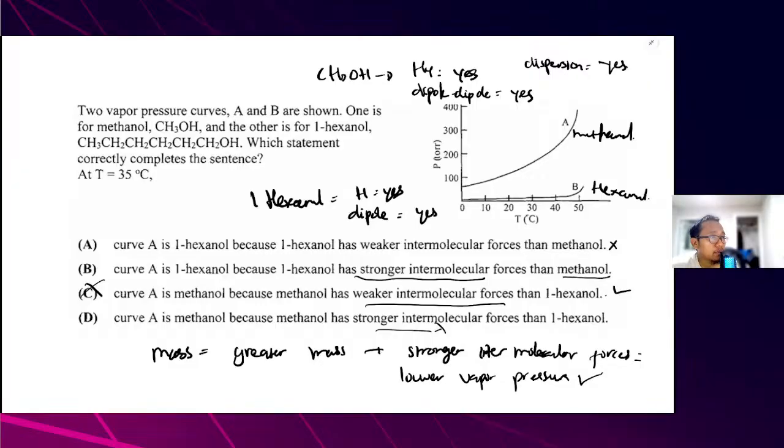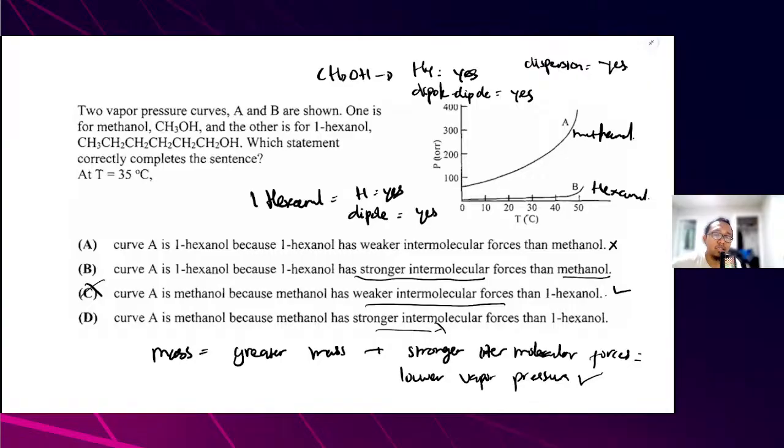So assign curve A as methanol, because it has lower intermolecular forces. And curve B is hexagonal because it has higher intermolecular forces. Like I mentioned, guys, greater or stronger intermolecular forces lower the vapor pressure.